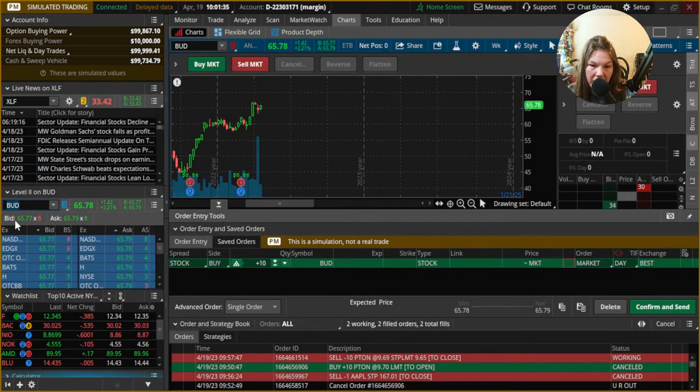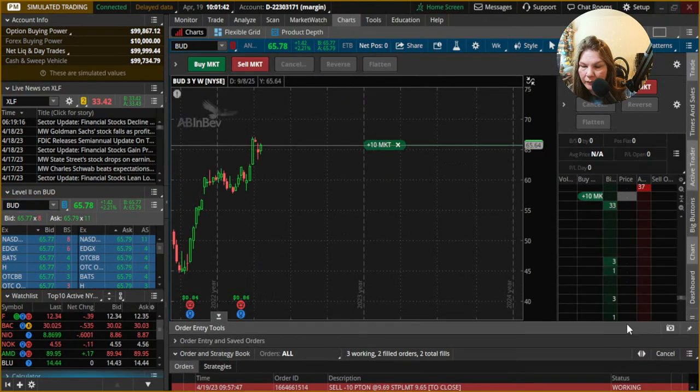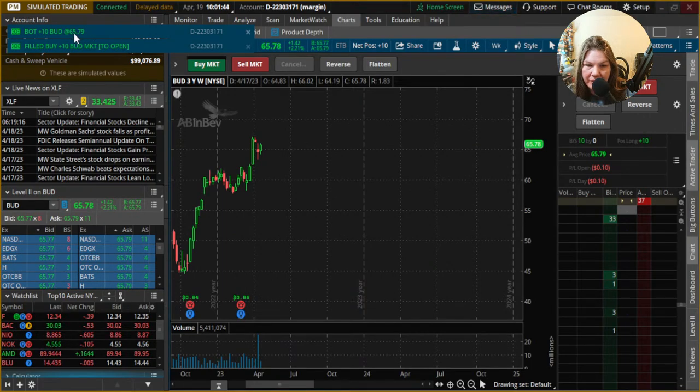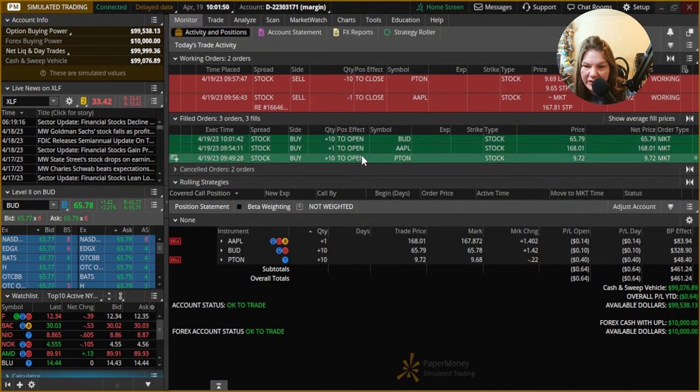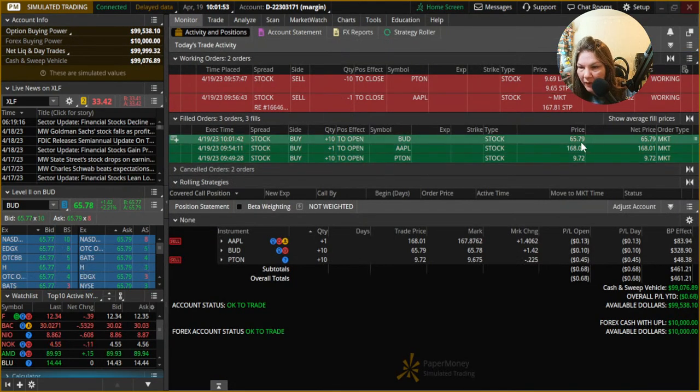This is our level 2. 65.77 and 65.79. Let's do an experiment, hit a market order, and see what it sells at. Let's walk through the different scenarios. Here, 79, right at the asking price. So a couple pennies difference, but did you see how quick it went through? We bought those 10 shares, and it went through super quick.